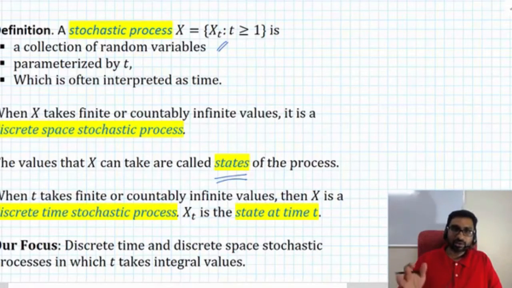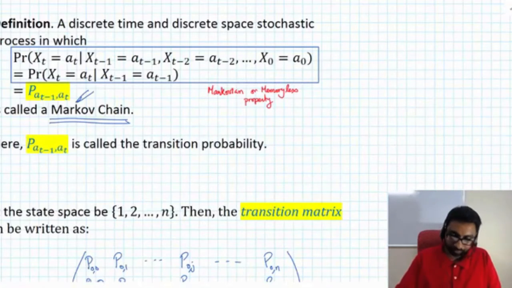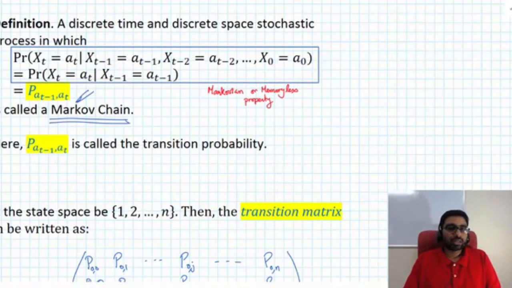Of course, our primary focus will be on discrete time and discrete space stochastic processes. And t takes integral values, typically starting from t equal to 0, then t equal to 1, and so on. We are interested in a discrete time and discrete space stochastic process that has an interesting memorylessness property. And here's what that property is.